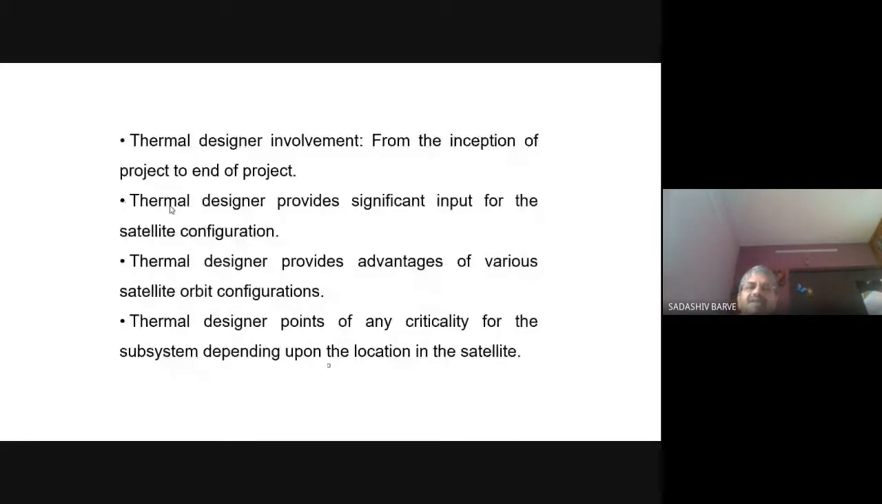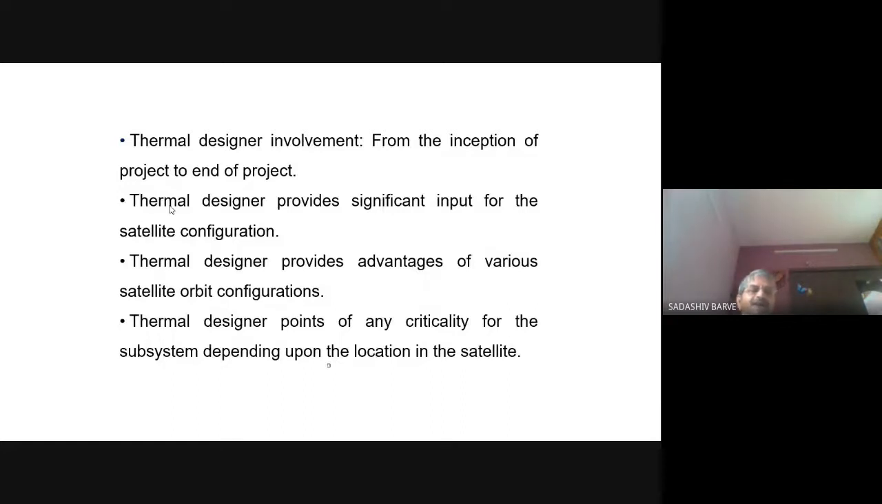Like this, there are many such parameters, like a payload, where you should put the payload, and what you should do for the payload location. Those inputs are given by the thermal design. So thermal design also provides the advantages of various satellite configurations.